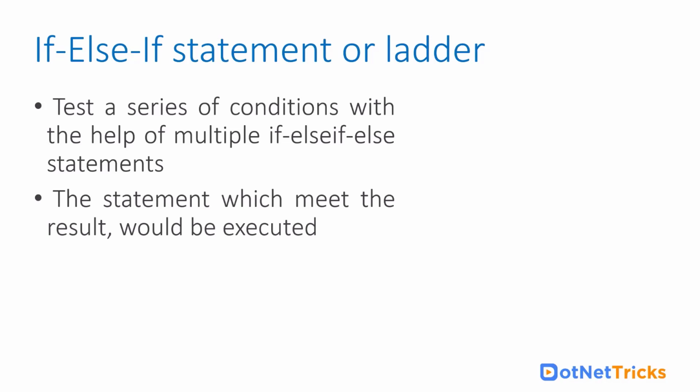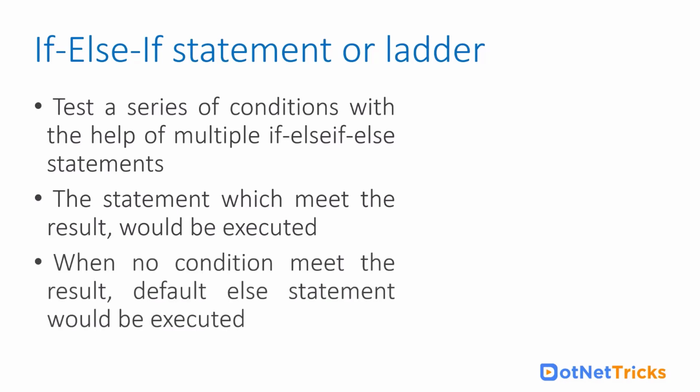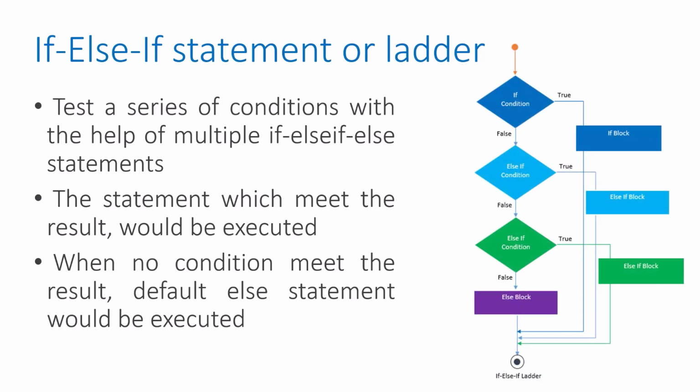In this series of conditions, the statement which meets the result would be executed. And if there is no condition meeting the result, then the default else statement would be executed. It might be the case that no condition is going to meet the result. In that case, the default else statement would be executed, because this will have a default else statement as well. So let's understand with the help of a diagram.